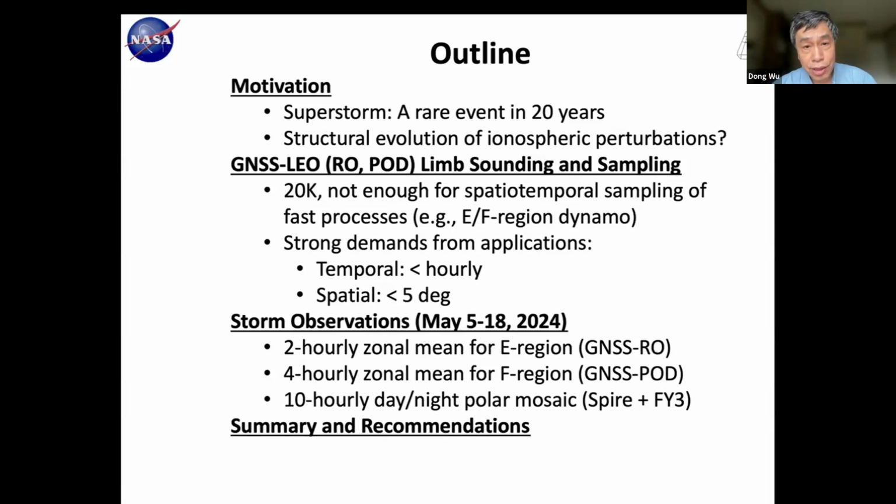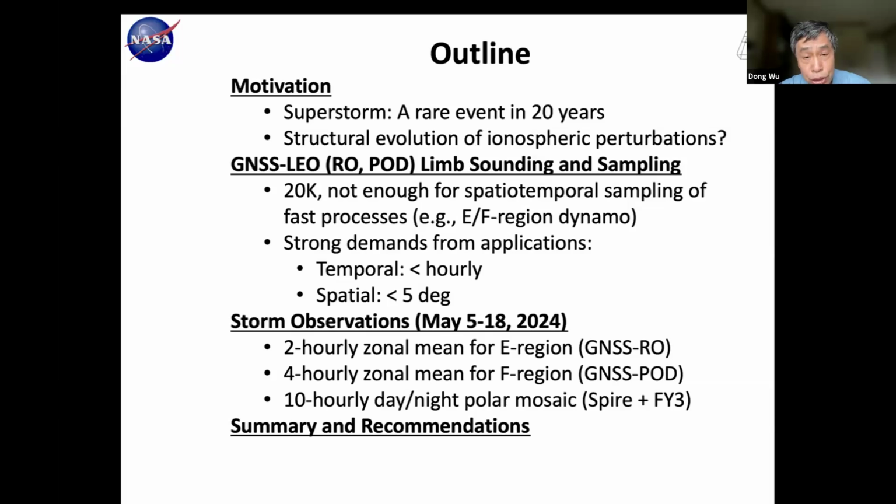We're very interested in this superstorm because this is a very rare event. You don't see this in 20 years, about two solar cycles. And we are very interested in the processes behind this storm. The RO occultation technique can give you insight into the ionosphere, how it changes, not just the total column integration. You heard so much from previous talks that the sampling is not enough. Actually, the ionosphere is very, very data hungry.